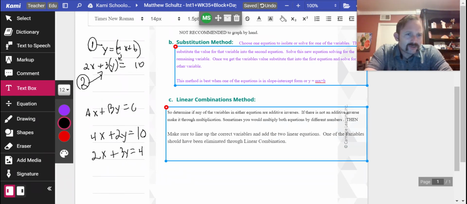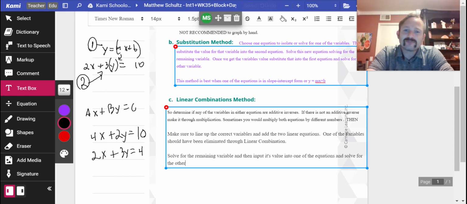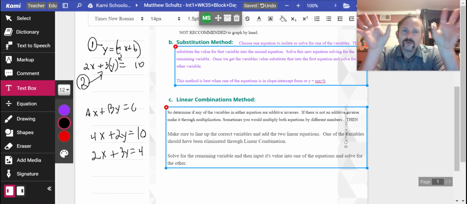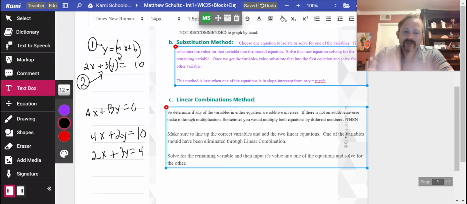So after that, you'll have one variable left. Solve for the remaining variable, and then input its value into one of the equations and solve for the other. That's it. And now I would want to check both equations to make sure I got it right, check my result, see if it's correct.